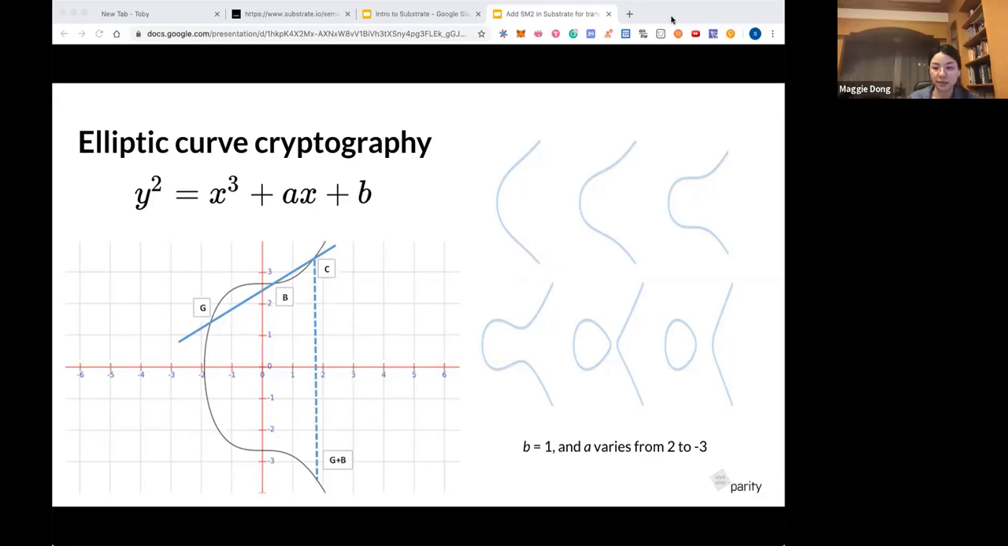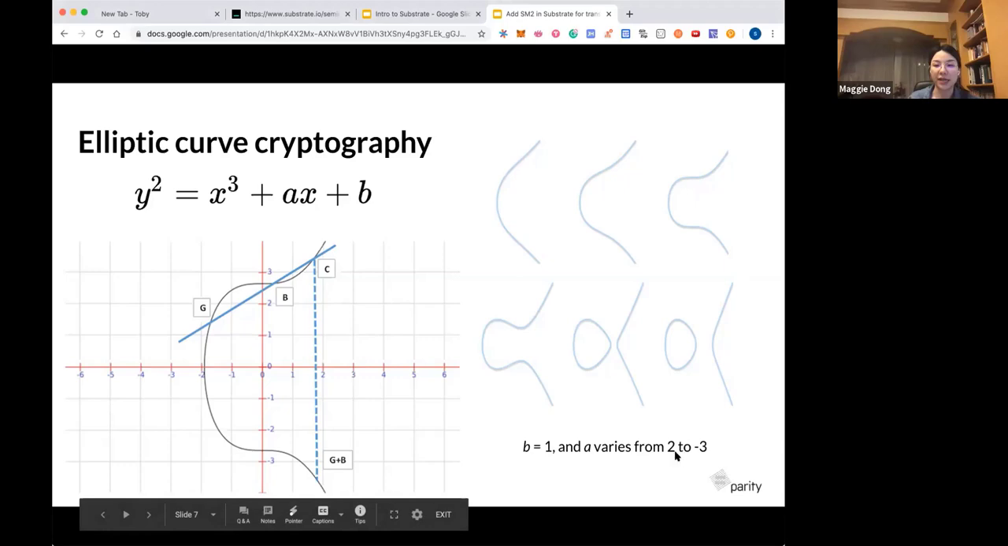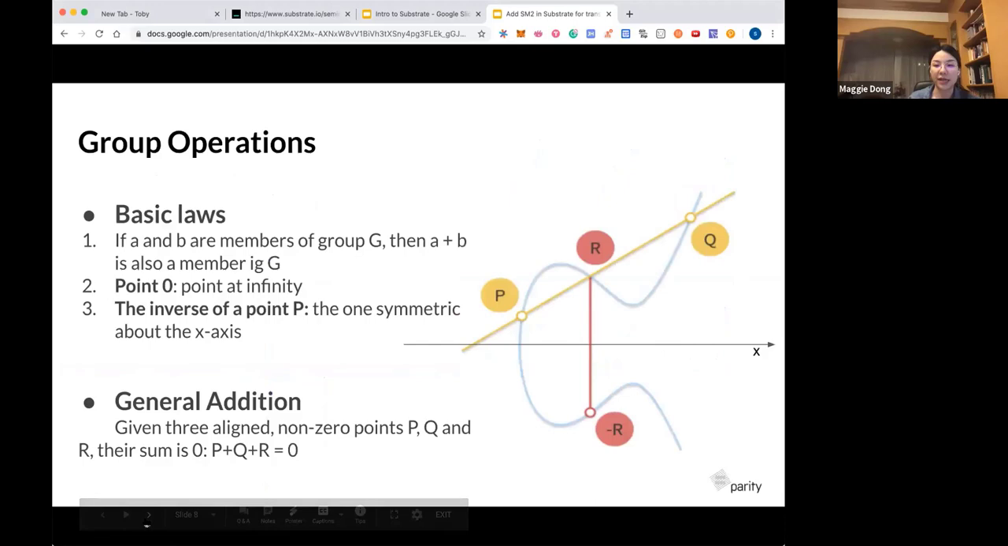On the right of the slide, we can see that if we set different values of the parameters A and B, we will get curves with different shapes, but all of them are symmetric about the x-axis. You can see that B equals 1 and A varies from 2 to minus 3. Next, we're going to go further and talk about the group operation, and this might seem wild to those who are not familiar with the elliptic curve. Let's just ignore the mathematical part because we're not going to dig deeper today. There is a big theory behind this, and it's kind of advanced math.